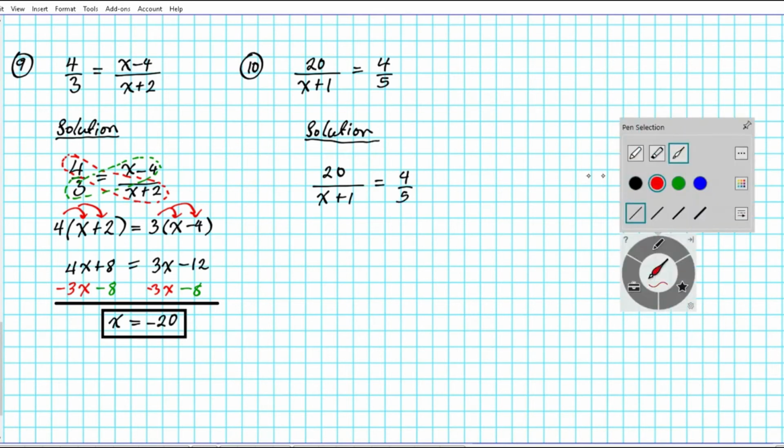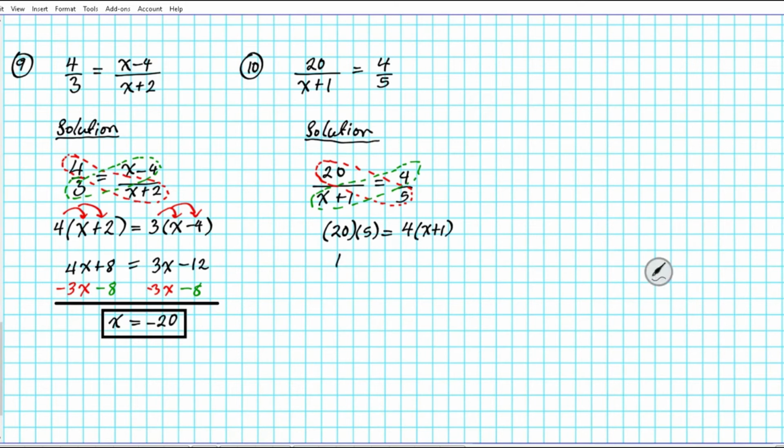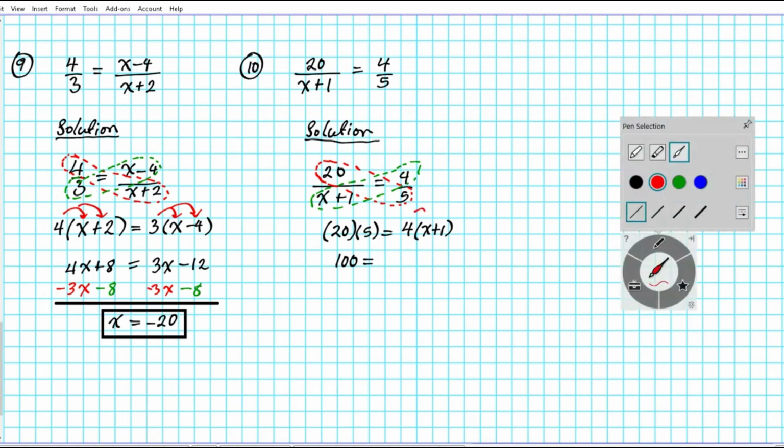Alright, let's go ahead and set up our star. Numerator on the left multiplied by the denominator on the right, and then the numerator on the right multiplied by the denominator on the left. We'll carry out that multiplication. We will have 20 times 5 equals 4 times the quantity x plus 1. Let's simplify that. 20 times 5 is 100. And on the right, we will just distribute 4 to x and 1. Carry out the distribution, we'll have 4x plus 4.